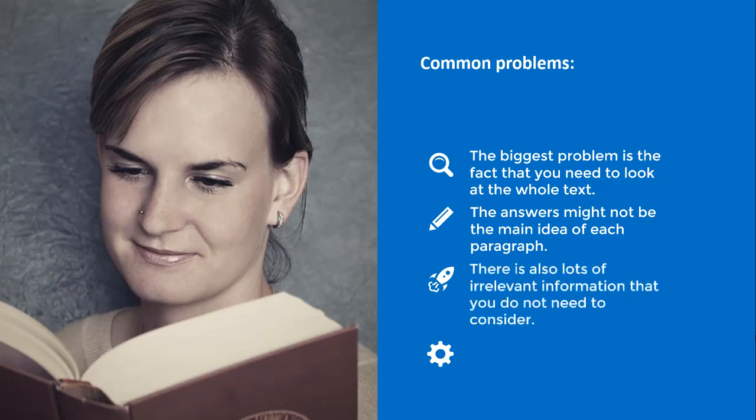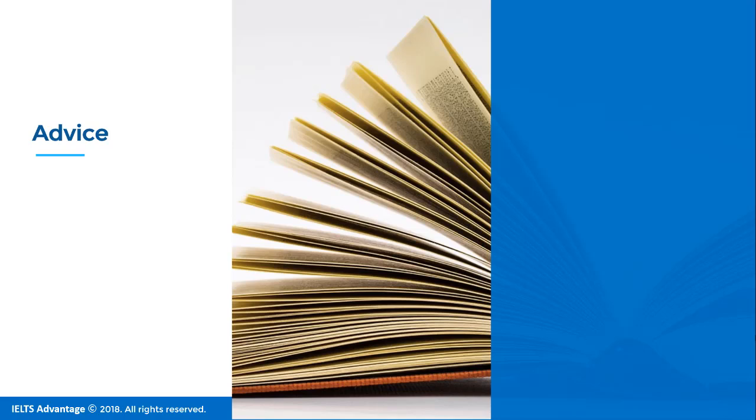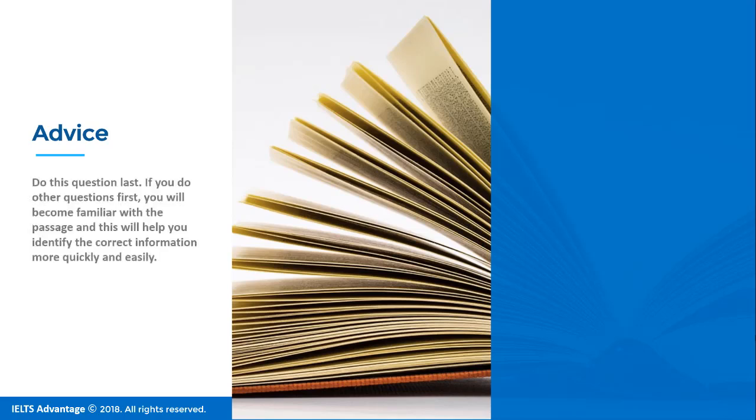There is also lots of irrelevant information that you do not need to consider. Again, time. You're skimming a lot, you're looking at a lot of information. You have to be strategic in how you look at things. Not all paragraphs contain an answer, and some paragraphs contain more than one answer. Again, really this question is about time management and strategy. So let's look at some advice on how you can get over those common problems.